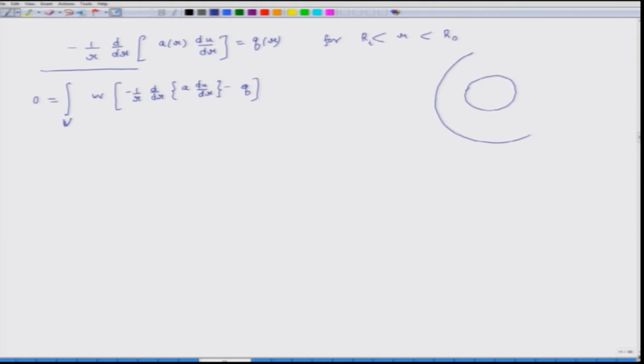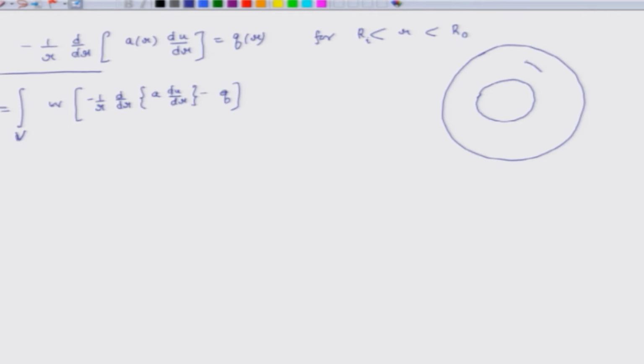Suppose this is my cross section and I am looking at a small element of this. So, that is my Ri. The location of this element is r, the thickness of this element is dr, and the length of this element is r d theta.